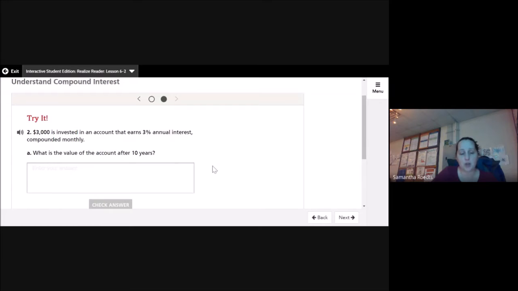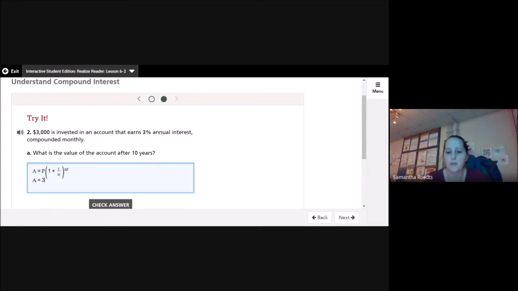All right, so let's try it. $3,000 is invested in an account that earns 3% annual interest compounded monthly. What is the value of the account after 10 years? So my formula is A equals P times (1 plus r over n) to the nt. Okay. So I want 10 years, 3%, 3,000.